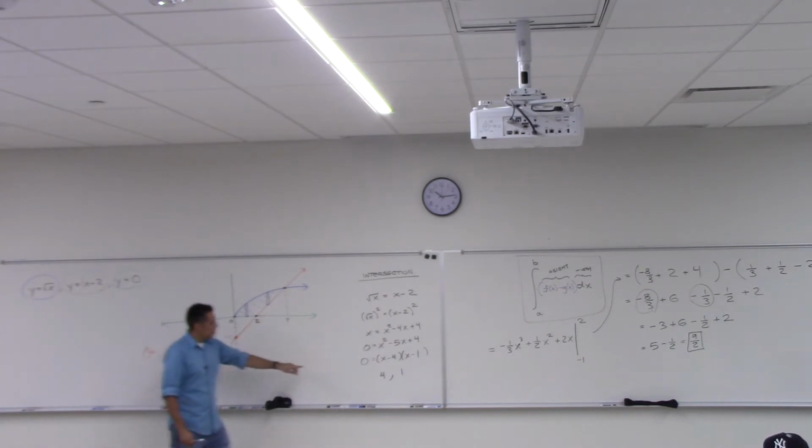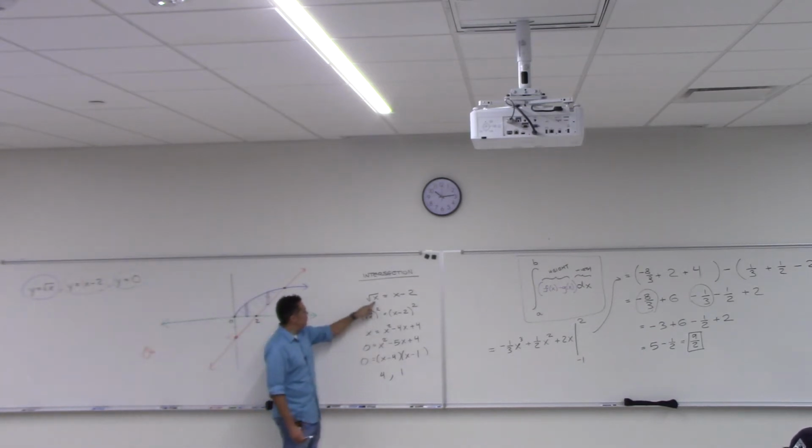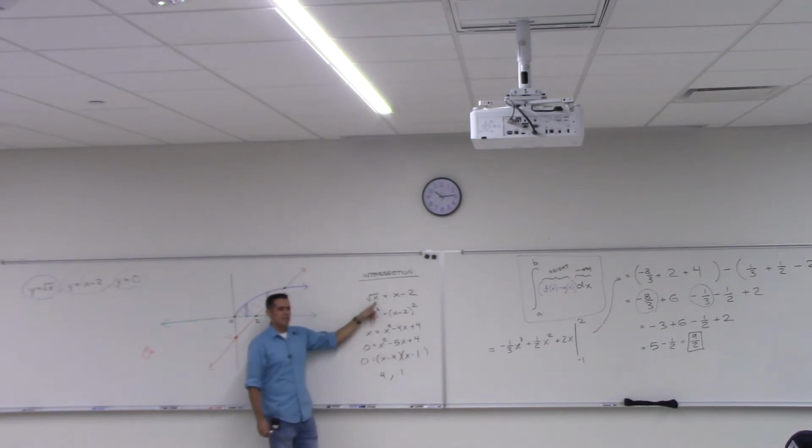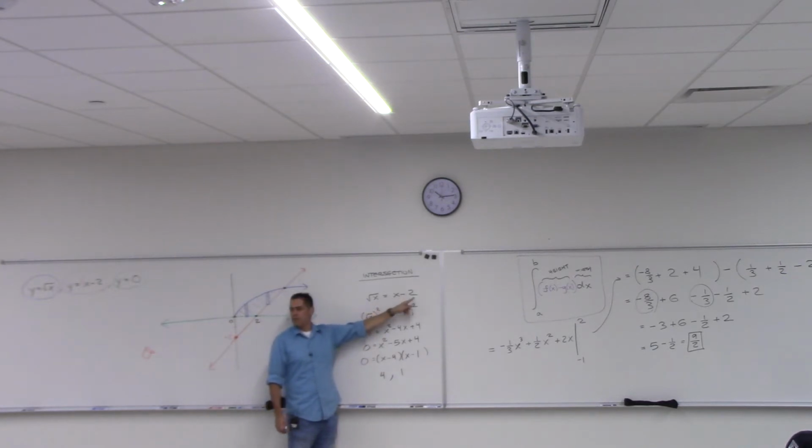Does 4 work? What's square root of 4? What's 4 minus 2? 2. So it works, right? Does 1 work? What's square root of 1? What's 1 minus 2? Negative 1. 1's not negative 1, right?